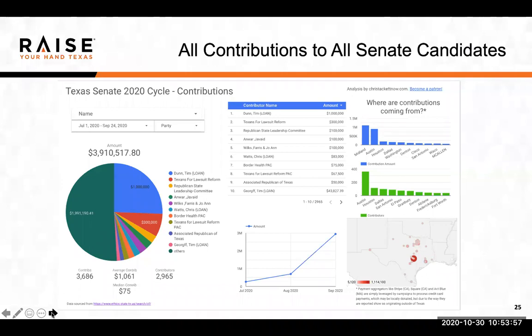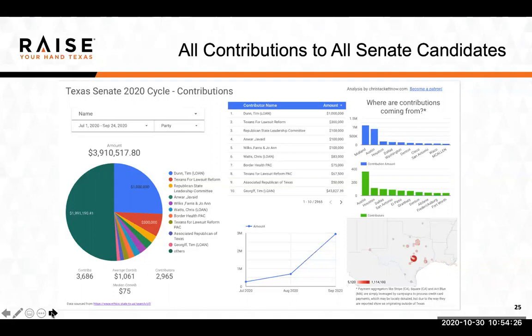Next to that pie chart, you can see in descending order from the highest individual making contribution or PAC making contribution. So this is like the top 10 right here that are demonstrated by color. Those same names, Tim Dunn, Texans for Lawsuit Reform, and so forth, you can see in the third chart, which is really in the middle of the page, how much each one gave.